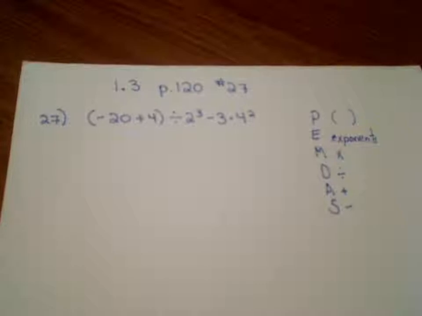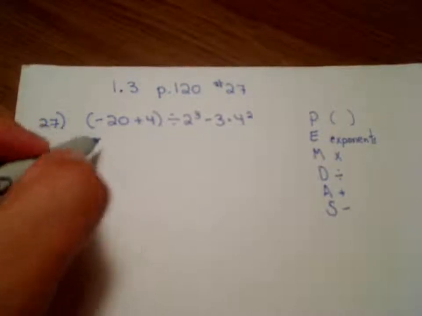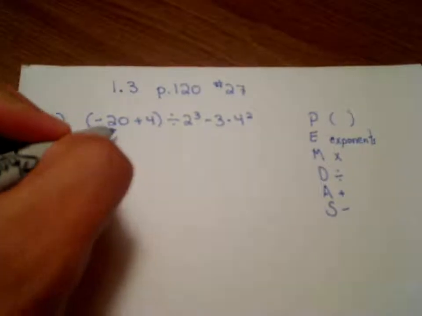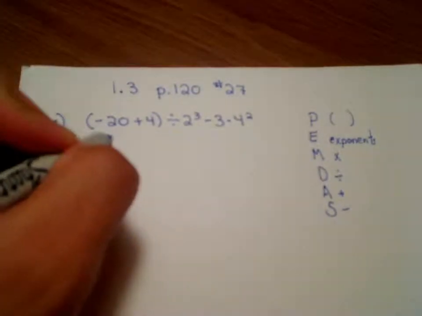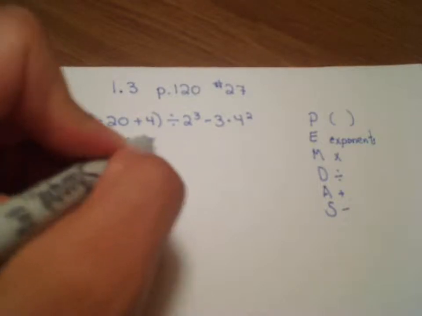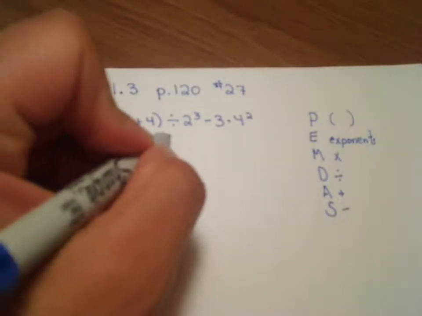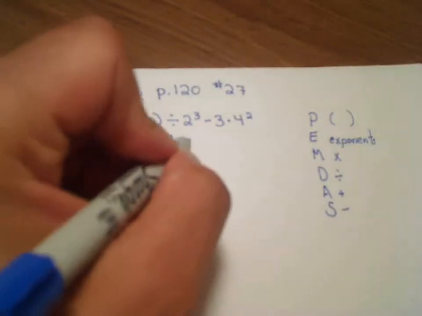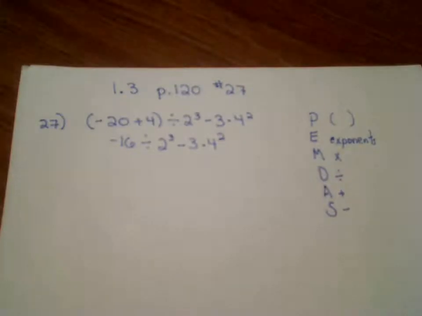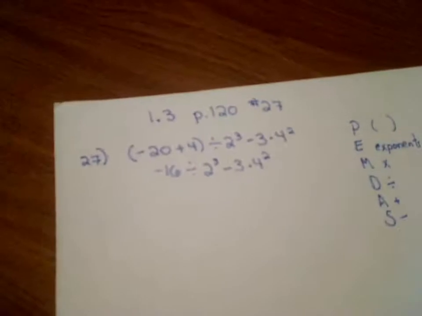If you notice on this problem we have negative 20 plus 4, so that's going to be the first thing I actually do. And you're going to see me, I'm actually going to do every single step just so you can see everything drawn out. So this works out to be negative 16. Then I have negative 16 divided by 2 to the third power minus 3 times 4 to the second power.